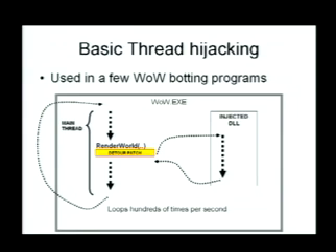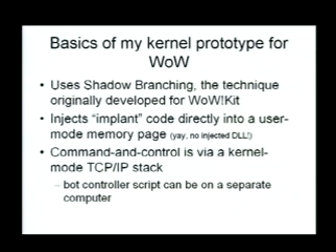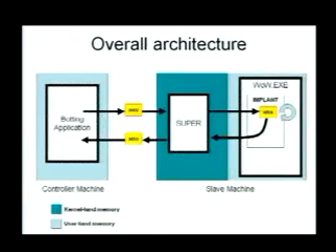Now, I did make a kernel mode version of that, and it has the benefit of not having any of these problems, which expose it to Warden. And I'll show you how that works. We're going to use a trick called shadow branching. So let me see if I have a good screenshot of that.